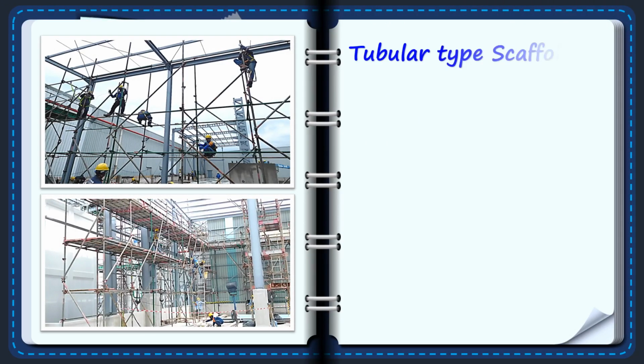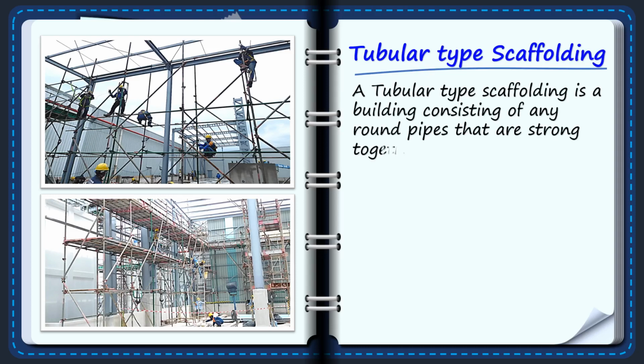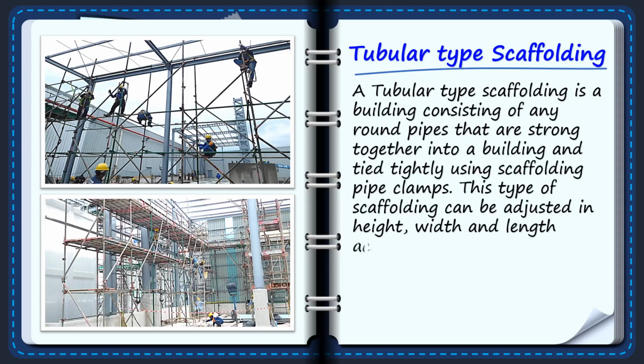Tubular type scaffolding. A tubular type scaffolding is a building consisting of annular pipes that are sewn together into a building and tied tightly using scaffolding pipe clamps. This type of scaffolding can be adjusted in height, width, and length according to construction requirements.